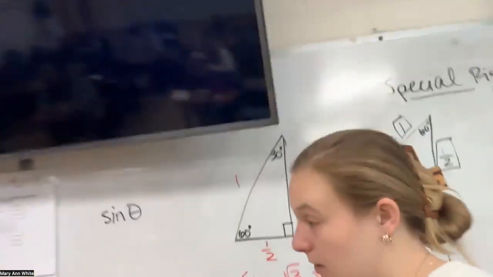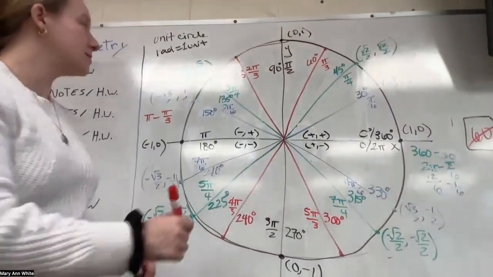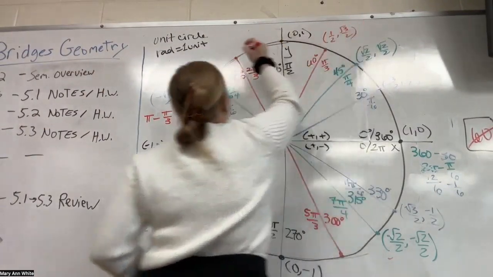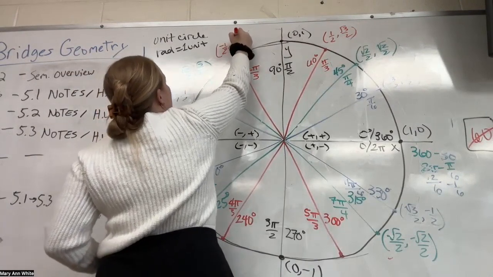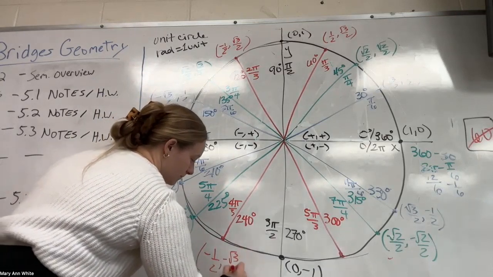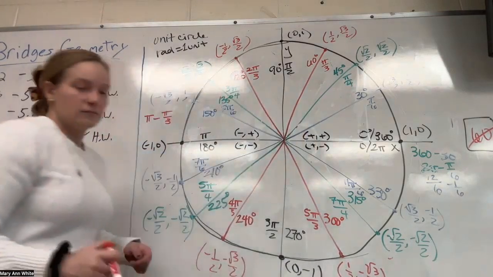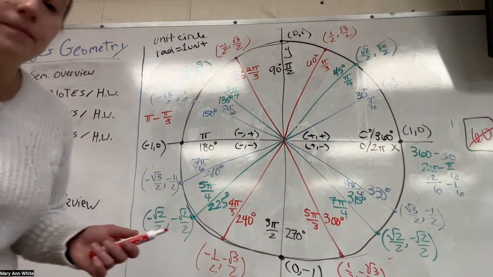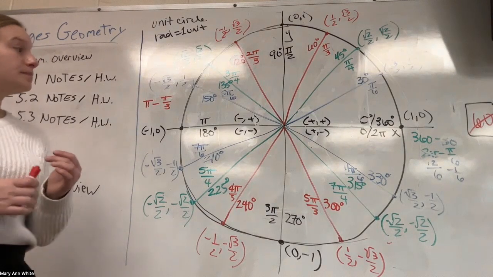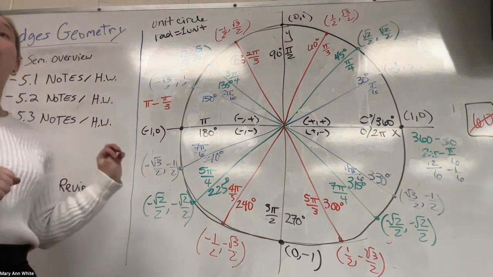Okay. So let's bring it back over here. We're almost done. You guys are doing so good. So positive, positive. Negative, positive. Negative, negative. And positive, negative. Okay. Once you have that, we have done our unit circle.